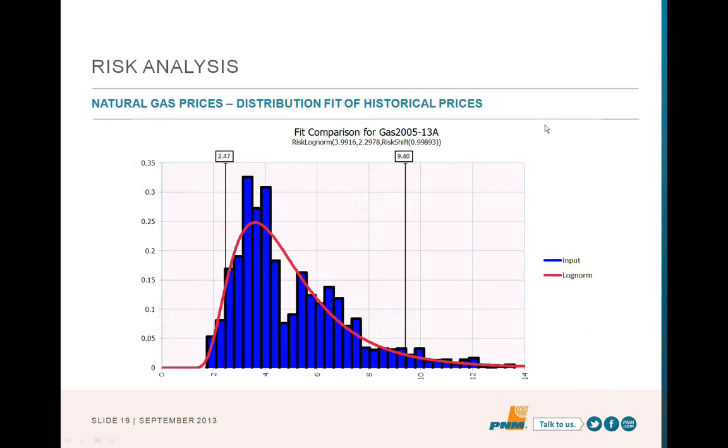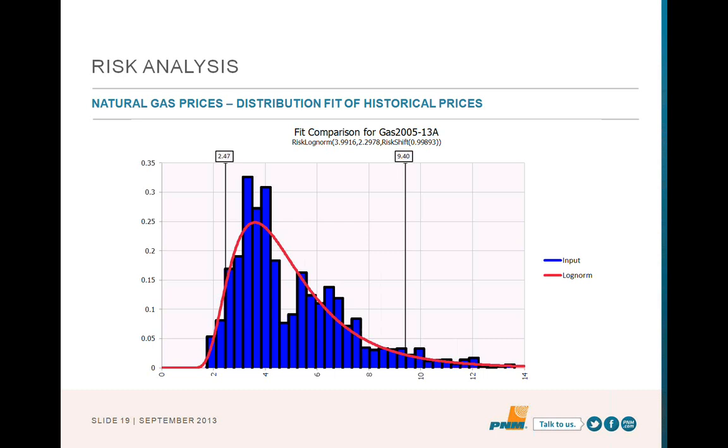So this graph is looking at the historical data, and it's the output of the software, trying to estimate the formula or the probability distribution that best matches the historic data. The blue blocks are the actual natural gas prices that we observed on that time graph a couple of slides back. And the red line is what the statistical analysis concludes is the best fit for that.